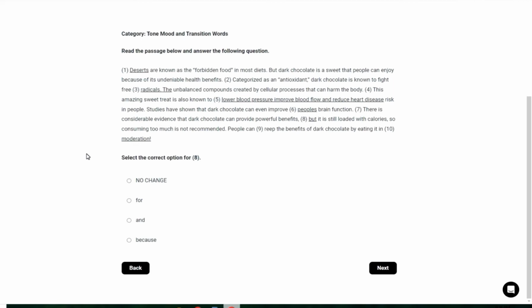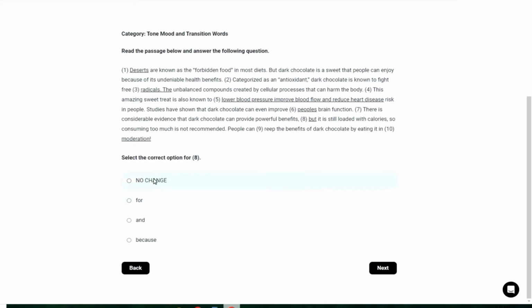All right, great. Now, for this one, there is considerable evidence that dark chocolate can provide powerful benefits. Great, that's kind of a thought, and it's awesome that they separated it with a comma. Blank, it is still loaded with calories. So a great way to look at this is: is this a positive thought or a negative thought? In this case, it's detracting from the statement. It's taking away from the idea that it has powerful benefits, saying, but it actually is still loaded with calories. So don't eat too much, is kind of what it's saying.